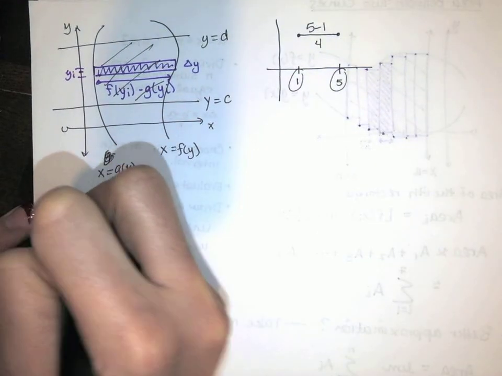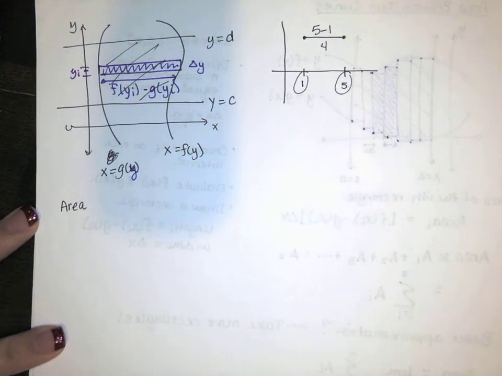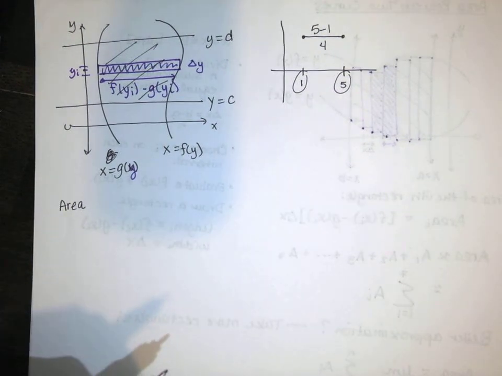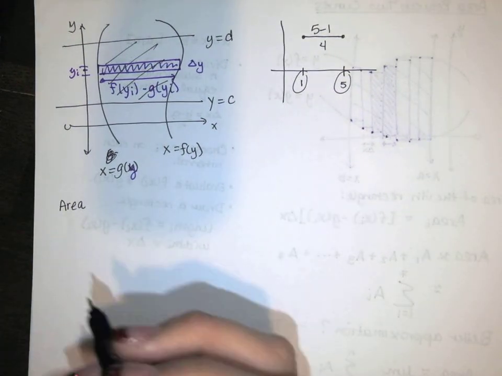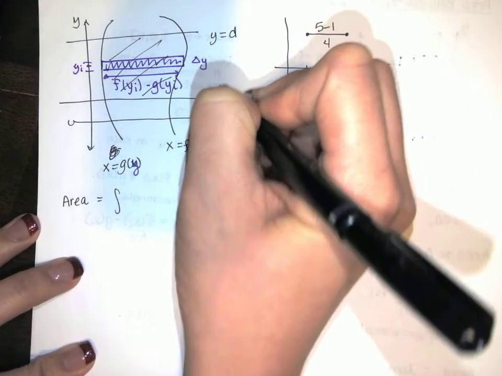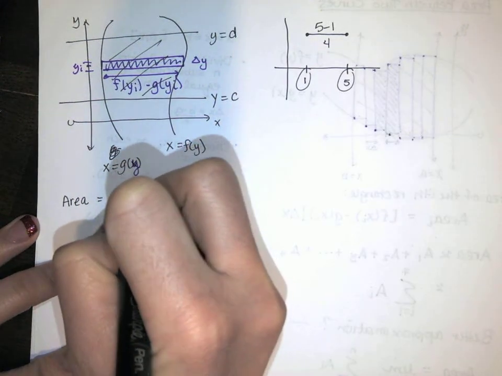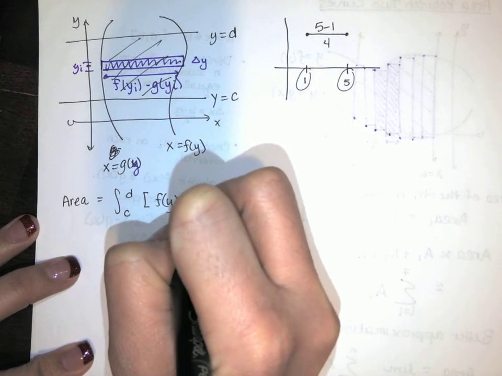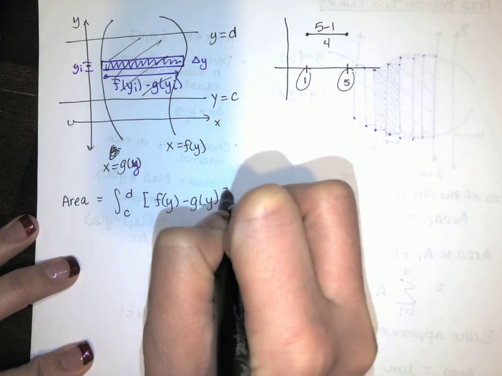So the total area is the sum as i goes from 1 to n of the areas of all of those rectangles, and then you take the limit as the number of rectangles goes to infinity, and we get this. The integral from y equals c to y equals d of f of y minus g of y dy.